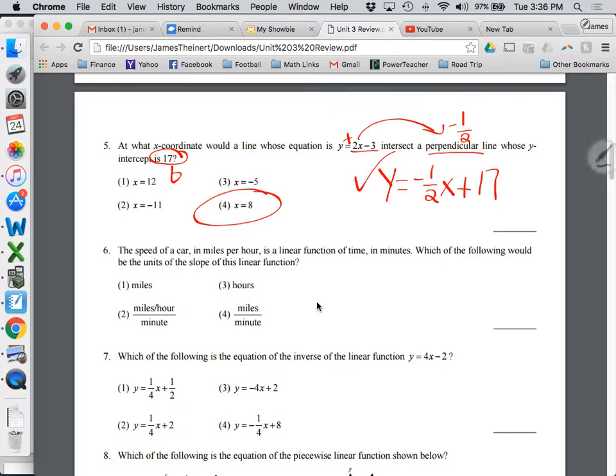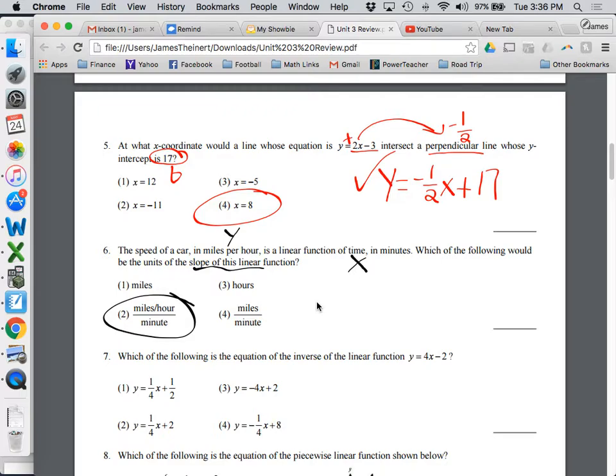Speed of a car in miles per hour is a linear function of time in minutes. Which of the following would be the units of the slope of this linear function? So the speed of the car is a linear function of time in minutes. Time is pretty much always x, and the miles per hour would be the y. So it's miles per hour over minute. Done. Just a reading question.